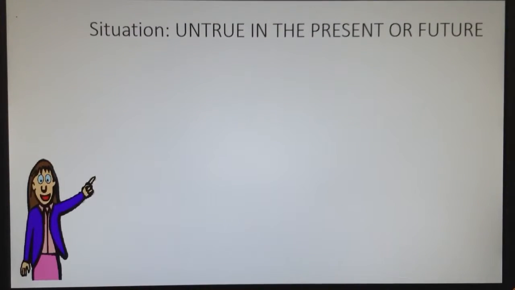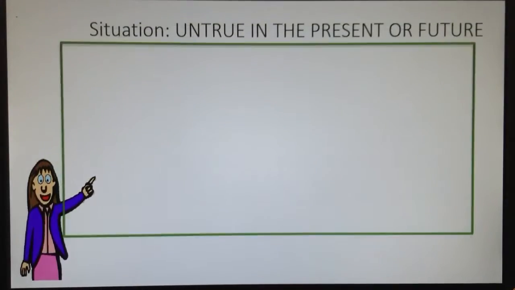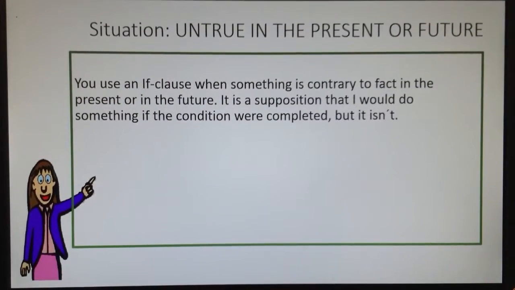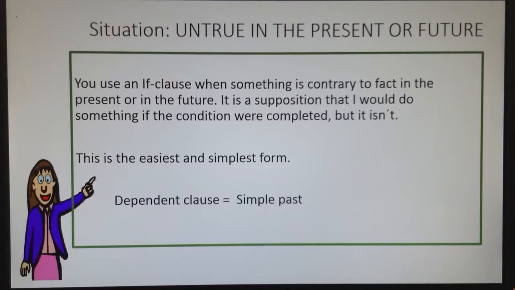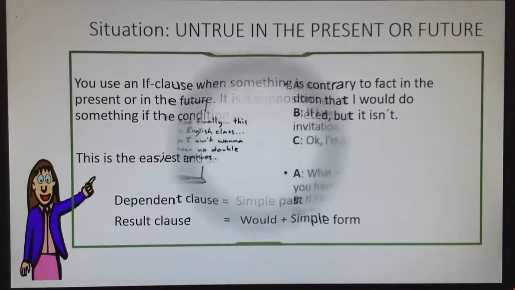Another situation is the untrue in the present or future. You use an if clause when something is contrary to fact in the present or in the future. It is a supposition that it could do something if the condition were completed, but it isn't. This is the easiest and simplest form. There are other forms we won't be learning today. There is a dependent clause that is expressed in simple past. And the result clause is expressed like would plus simple form.